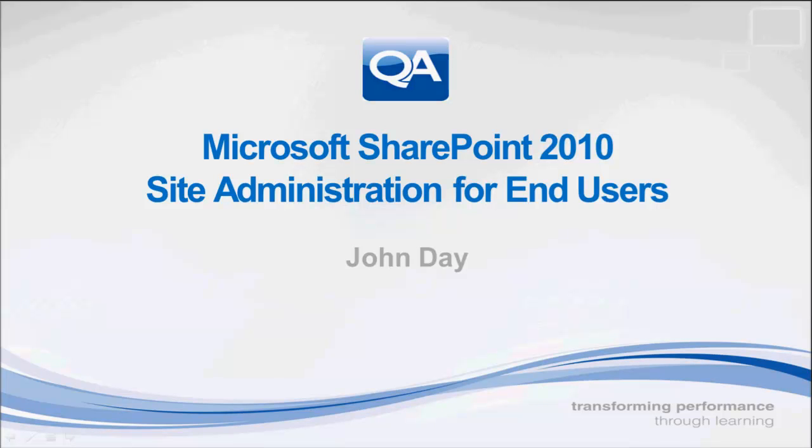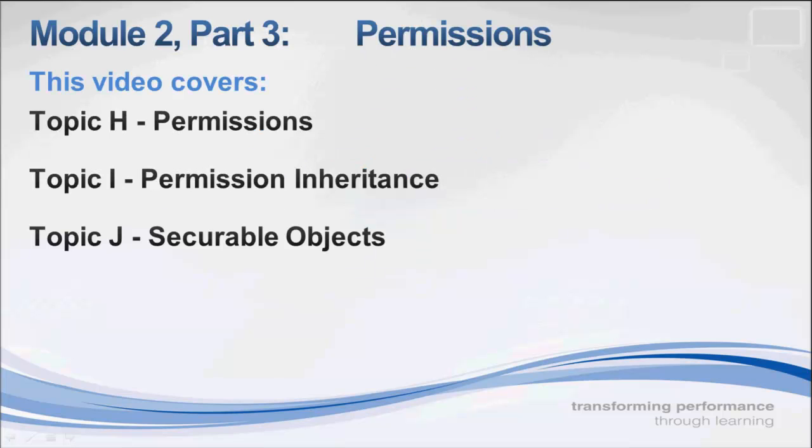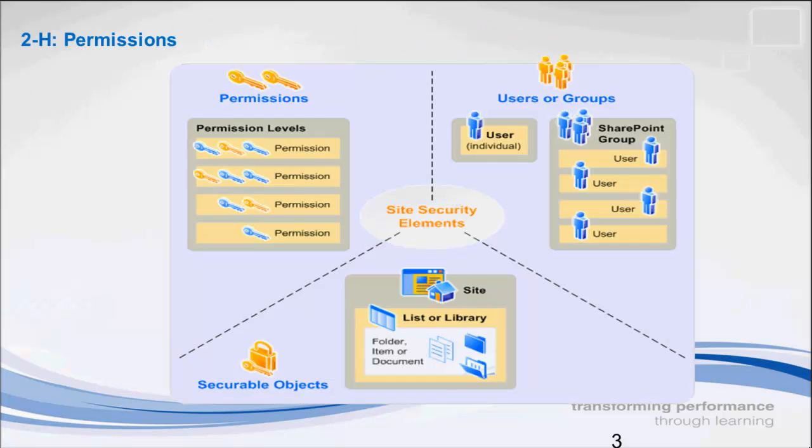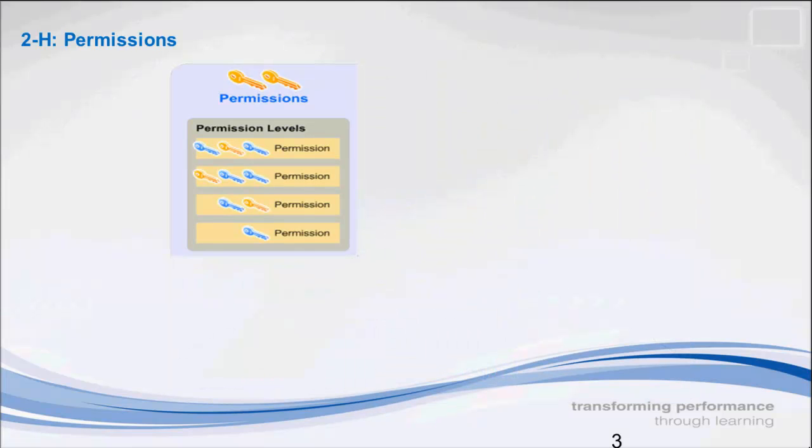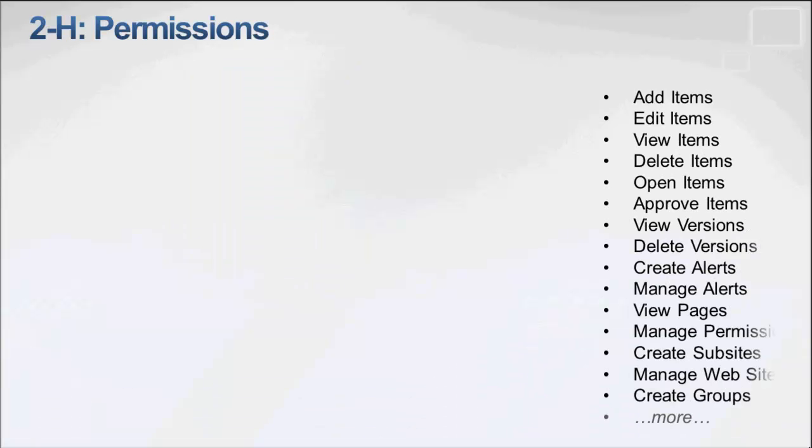This video covers the permissions section in Module 2 of the Site Administration Manual. It includes the permissions topic, permission inheritance, and the securable objects that you can change the permissions to. So out of our 3 securable elements, we will look at first the permissions. There are over 30 permissions that sit inside SharePoint.